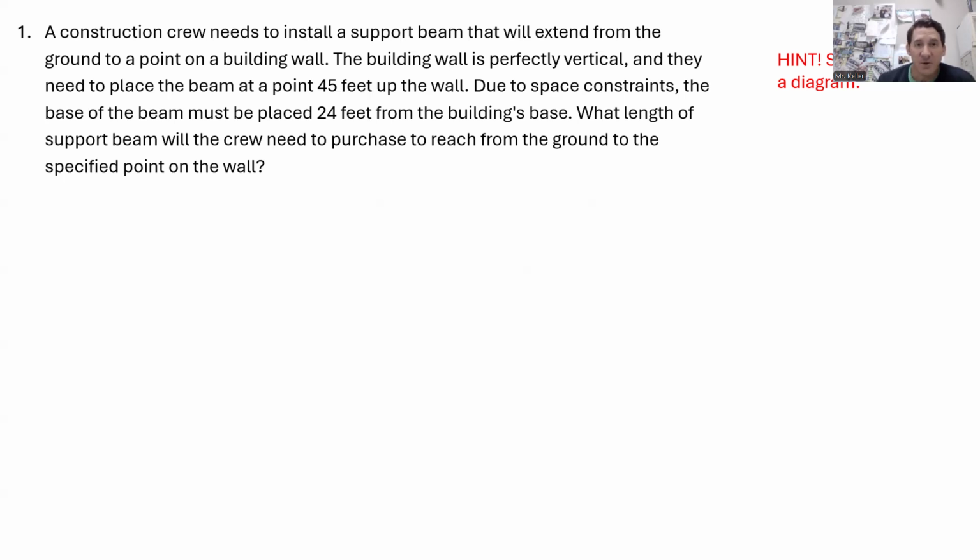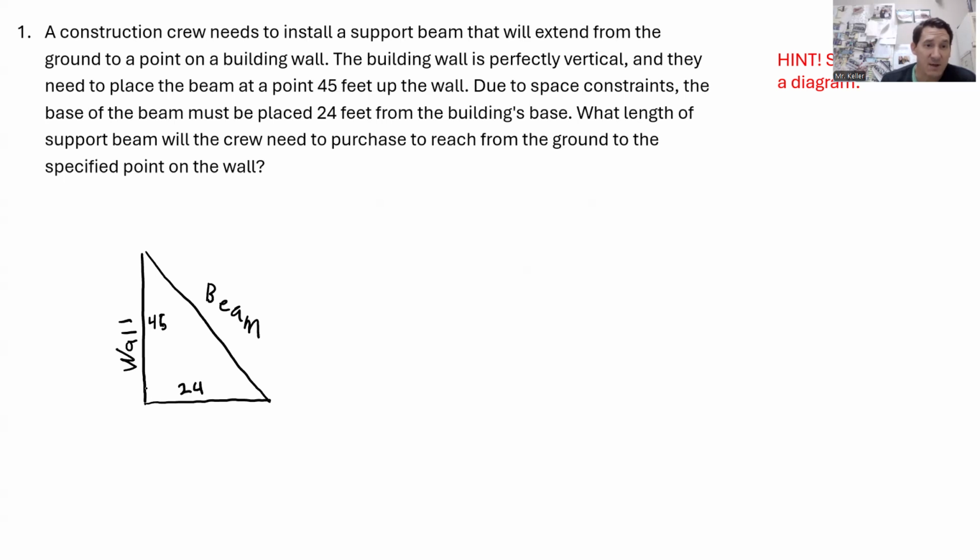So for this one, the wall is perfectly vertical. So I'm going to sketch a wall. Here's my wall. And this needs to be 45 feet. The support beam is going to come down this way, and it needs to come to a spot that's 24 feet from the base of the wall, so 24. So this forms a right triangle.